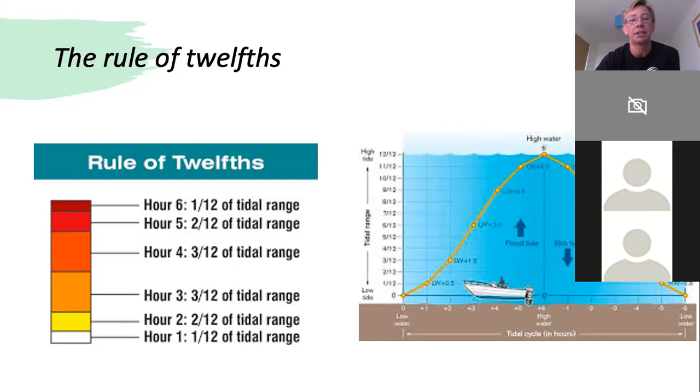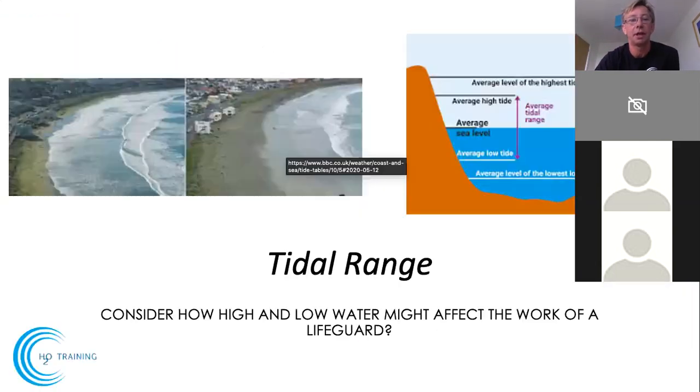If we go back to this diagram we have on here, you can imagine that at low tide, the tide will start to come in. It'll come in slowly, then it'll get faster, faster, faster, then slow down, slow down, stop. When the tide goes out, it will go out slowly. It'll get faster, faster, faster, then slow down, then stop.